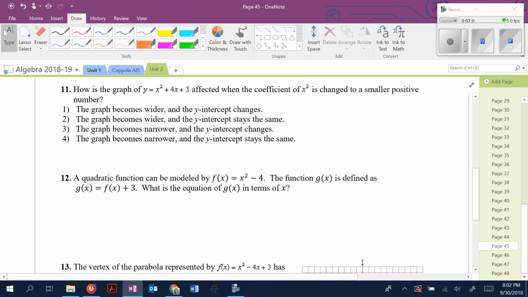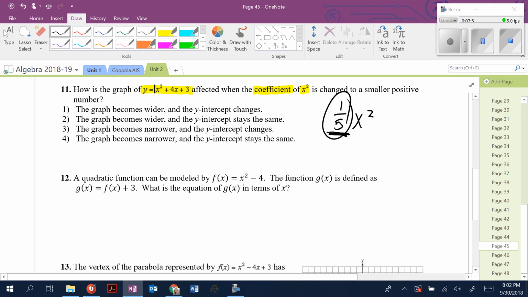All right, 11, here we go. How is the graph of y equals x squared plus 4x plus 3 affected when the coefficient, remember the coefficient is the number in front of x squared, is changed to a smaller positive number? Well, right now it's 1. So a smaller positive would have to be a fraction. Let's just pick a random example, like 1/5.